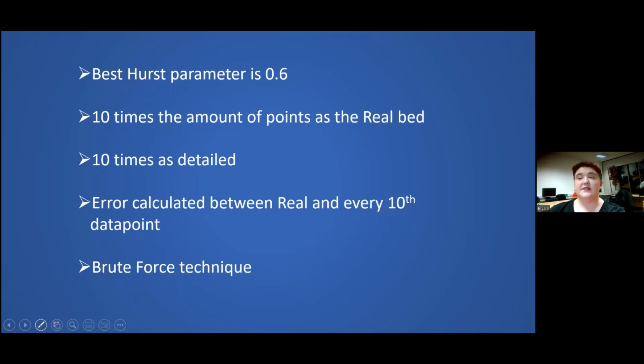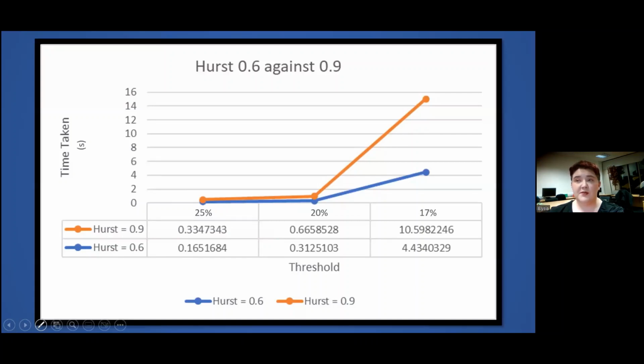To highlight the importance of selecting the appropriate Hurst parameter, I decided to time how long the program would take when using the Hurst parameter I selected, 0.6, and compare it against the Hurst parameter of 0.9. The time difference between the two was baffling. I changed the thresholds of the program and measured the time taken and discovered a vast difference in the speed at which the program ultimately found its solution, with the Hurst parameter of 0.6 being more than twice as fast.